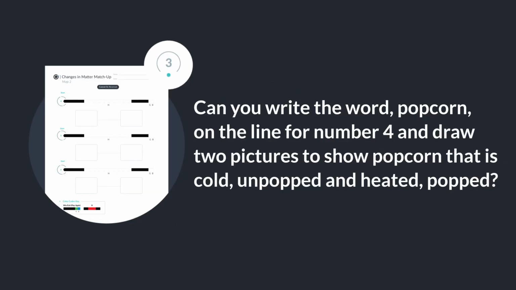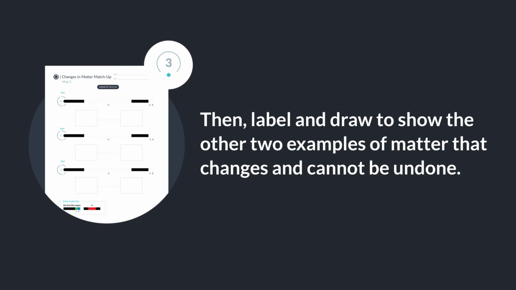Can you write the word popcorn on the line for number 4 and draw 2 pictures to show popcorn that is cold, unpopped, and heated, popped popcorn? Then label and draw to show the other 2 examples of matter that changes and cannot be undone.